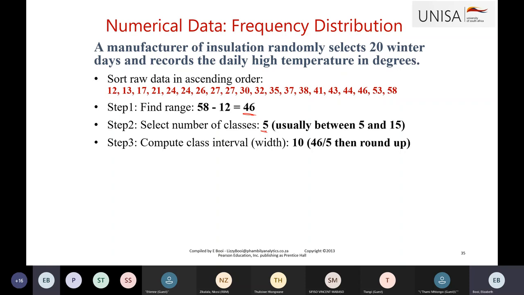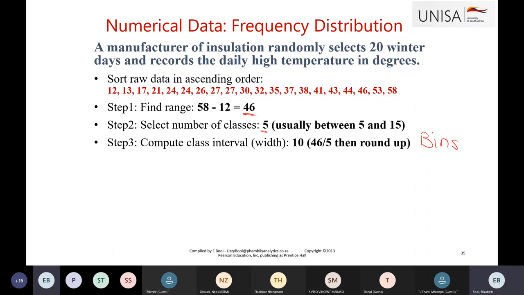Now, I can use 9.2 to create my class width. Automatically, when you use a statistics program, it will create the bins. We call them bins in statistical programs, or if you're using Excel, you create what we call bins, B-I-N-S, not the bins we eat. If I use a statistical program, I can say create only 5 class widths, and it will create them. Because I'm doing this manually, I want to make sure that my class width, my upper boundary and my lower boundary are as clean as possible.